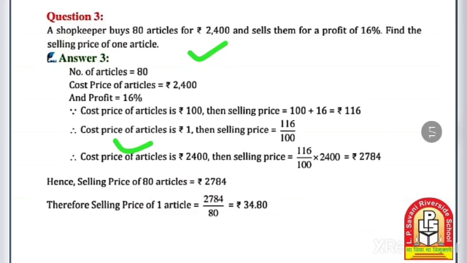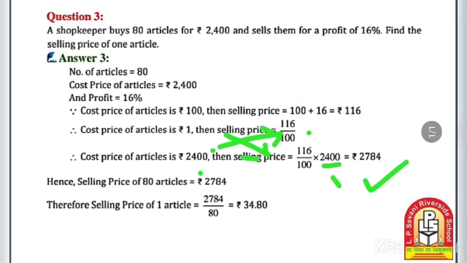Cost price of the article rupees 1, then the selling price is 116 upon 100, and the cost price of the articles is 2400. Here we have to make cross multiplication. Multiply 2400 with 116, divide by 100, and divide by 1. We don't need to write 1 here.